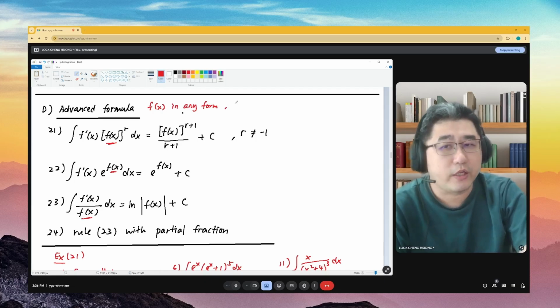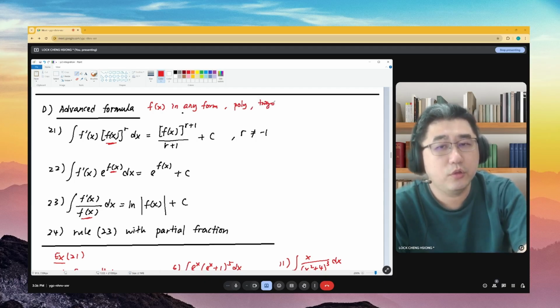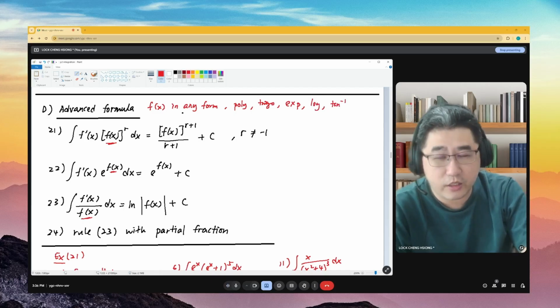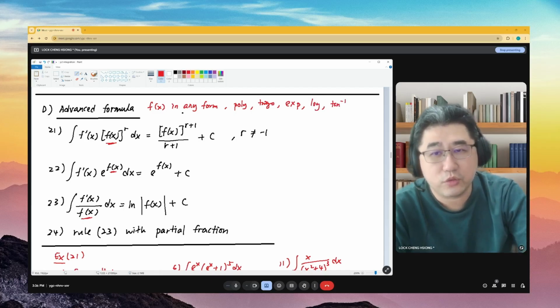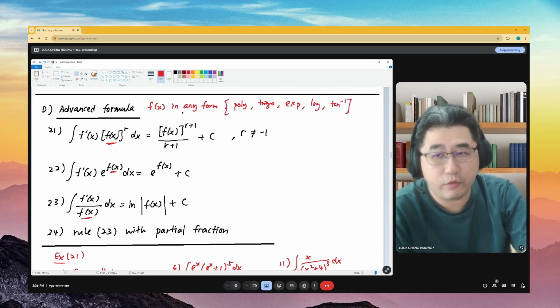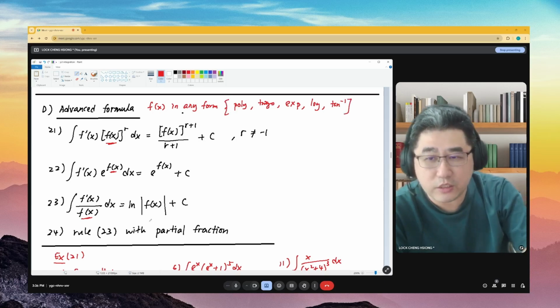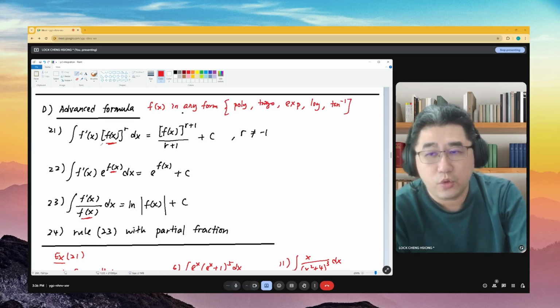Okay, so it can be a polynomial, it can be a trigo, it can be exponential, it can be a log, it can be arctangent. Okay, inverse trigo. So this f(x) here can be any form. So therefore, this is a general rule. Okay, so what do we apply for this rule?